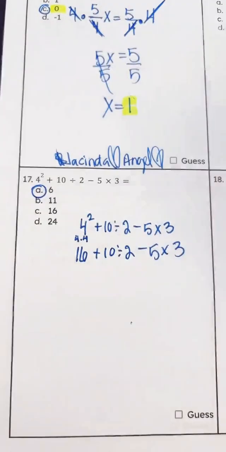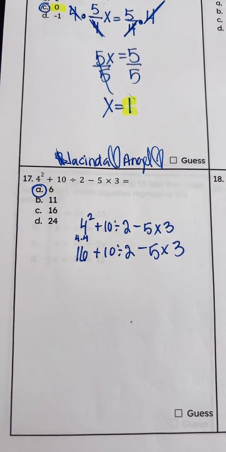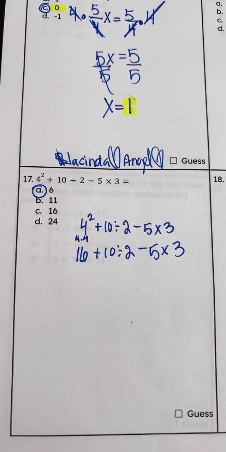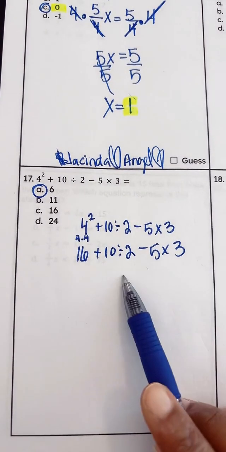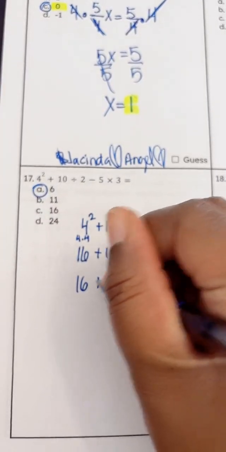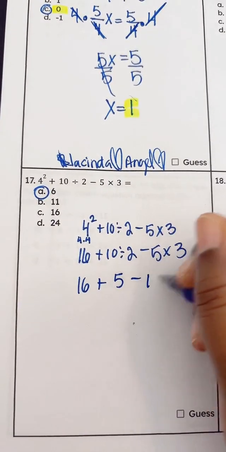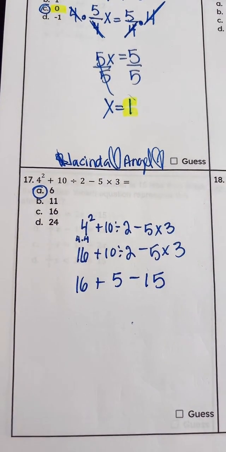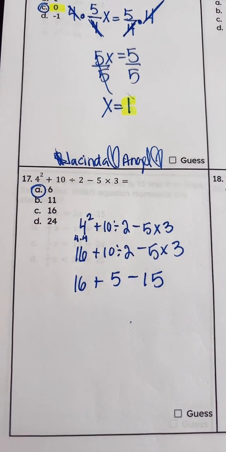Good. I see everybody saying A. I'm going to circle A now. Multiply, divide. Good. Remember, we go from left to right, y'all. Left to right. So we have to divide first. 16 plus 5 minus 15. Okay, now what are we doing?